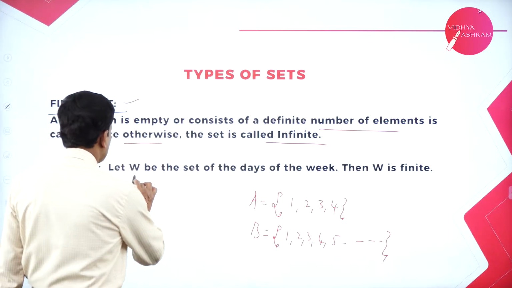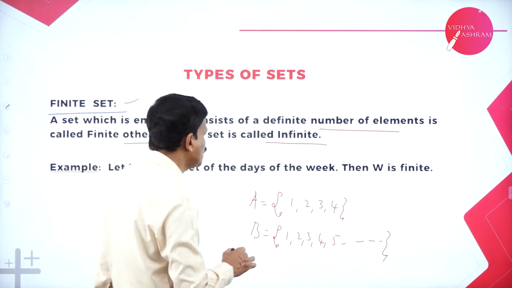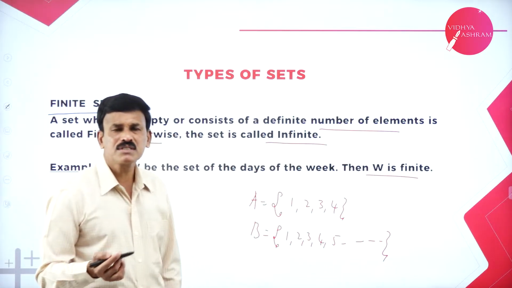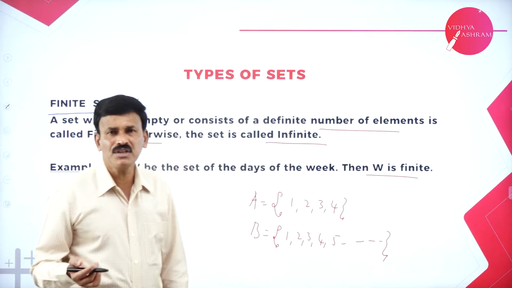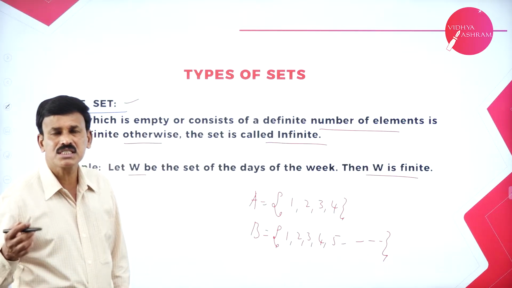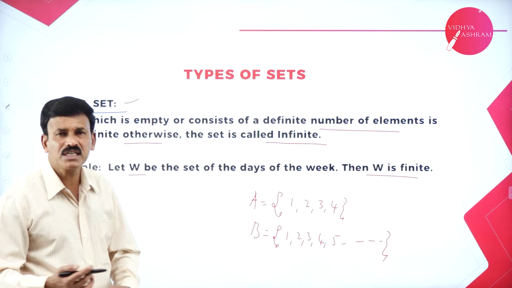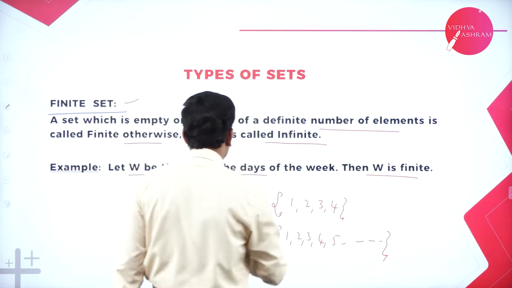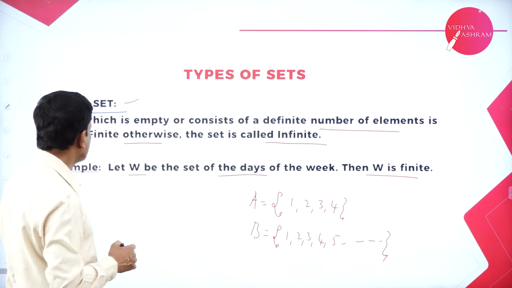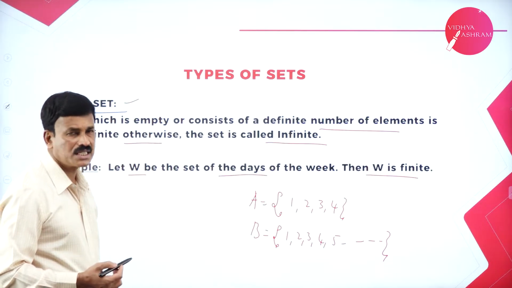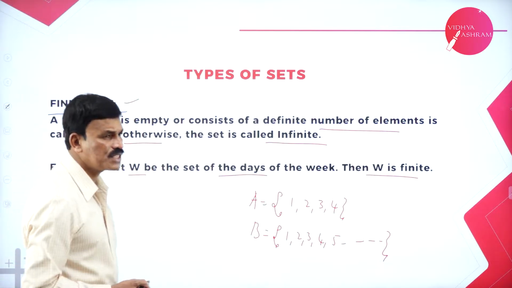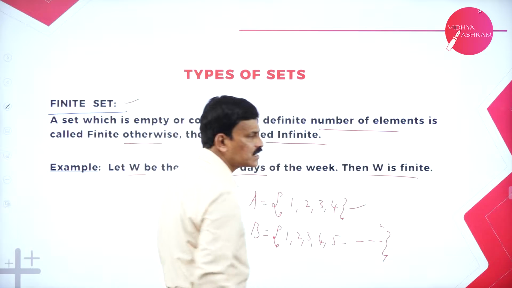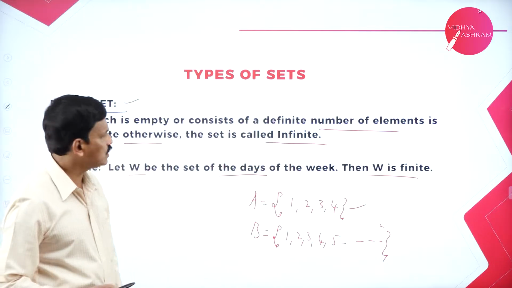Now, let us consider W. Let W be the set of the days of the week. Then W is called a finite set, because how many days are there in a week? 7 days: Sunday, Monday, Tuesday, Wednesday, Thursday, Friday, Saturday. So, definitely it is a finite set, right? The number of the days of a week will form a finite set. So, this is an example for a finite set. This is also an example for a finite set. Whereas this is an example for an infinite set.